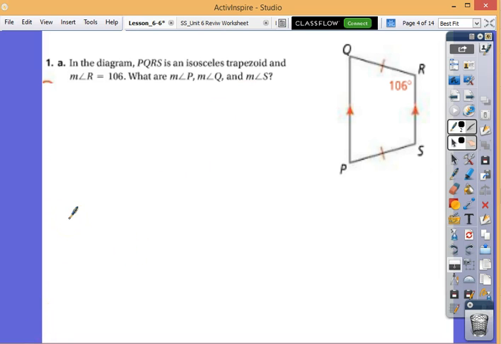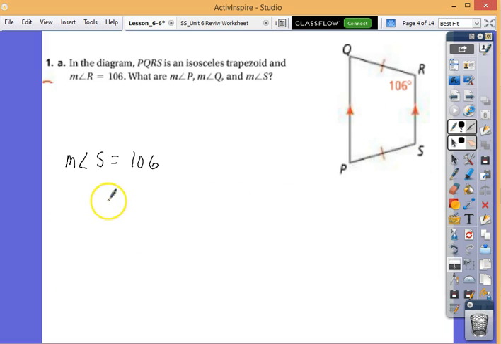All right, let's see what we get here. So the base angles that will be the same are angle R and angle S. So we immediately know that the measure of angle S is equal to 106 because those are base angles. Notice that top and bottom are not always bases. This is oriented a little bit differently.